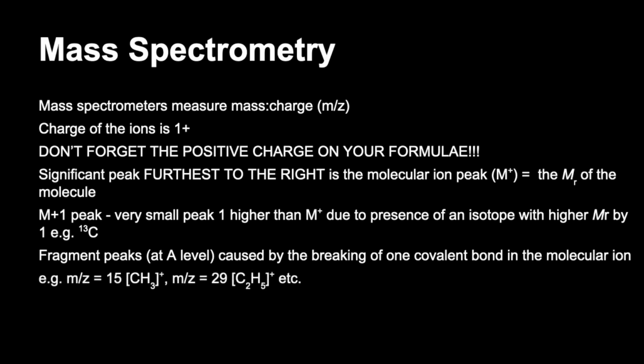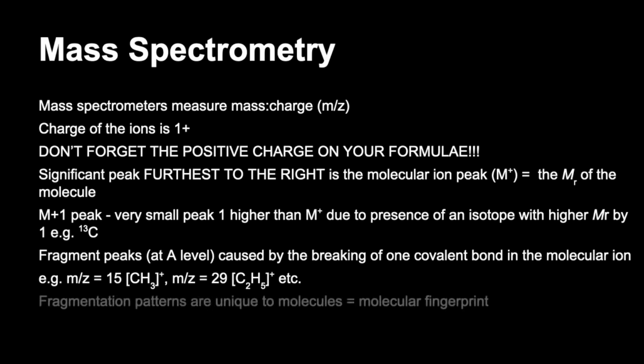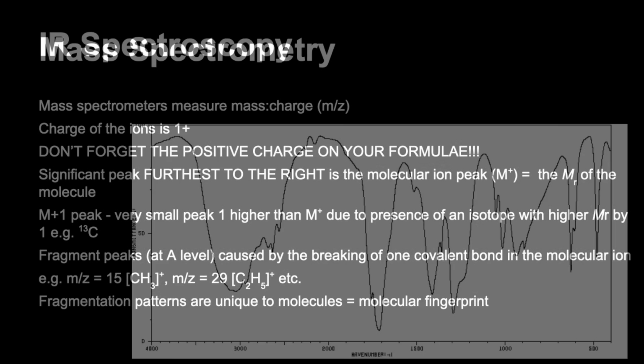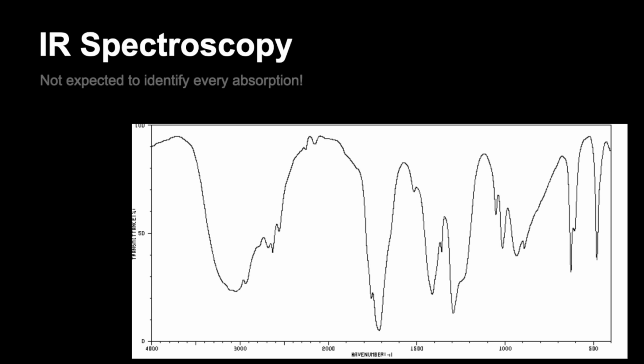So some examples there. If you've got a peak at m/z 15, it's due to a methyl fragment, CH3+, don't forget the plus charge. A peak at 29 would be due to an ethyl fragment, etc. And remember, fragmentation patterns are unique to molecules. It's like a molecular fingerprint for the molecule. So we'll move on to infrared spectroscopy now. Remember, you're not expected to identify every single absorption. And any absorptions you do identify, annotate your spectra. You will get credit for correct annotations.